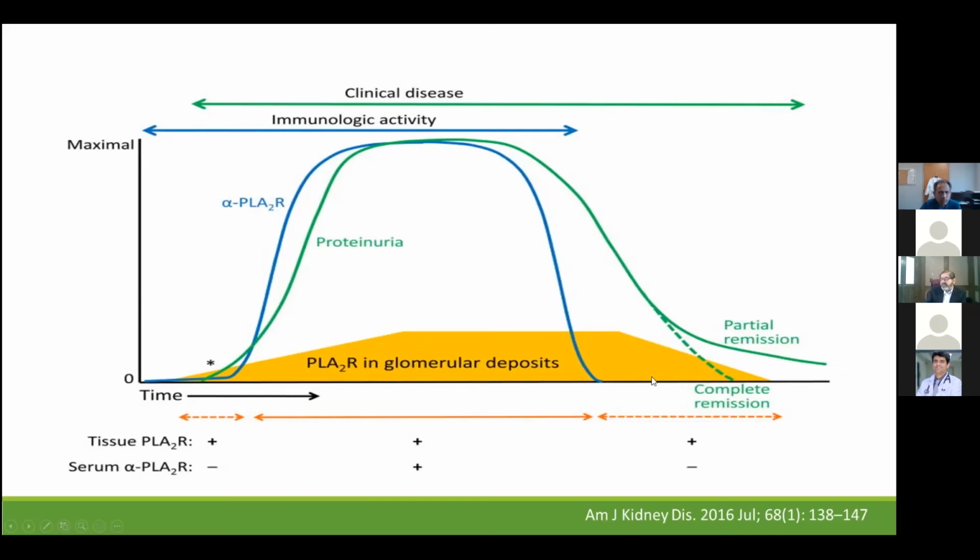And around this time, at some point, you'll see PLA2R in the glomerulus. Sometimes you'll see PLA2R in the glomerulus and no antibody, which can be very frustrating. And this usually happens at either end, either when the disease is ramping on or when the disease is remitting. So we'll talk about how to do some of this when we're talking about our serological approaches.